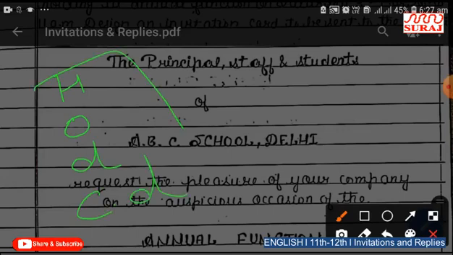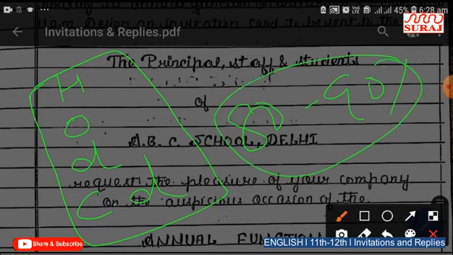After that we should make a box. We should remember one thing, that when you write a formal printed invitation, you should cover 80 to 90% of the page.